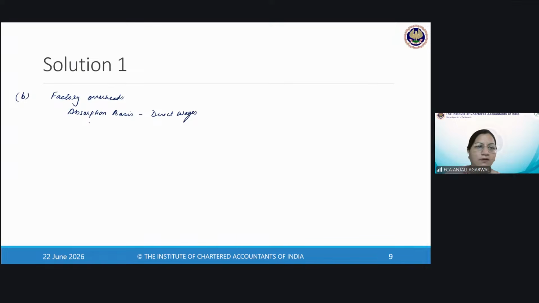So factory overheads for the period 18-19, 4,50,000. And what was direct wages in this period? 7,50,000. So what's the absorption rate? 4,50,000 divided by 7,50,000 into 100. So factory overheads are to be absorbed on the basis of 60%.